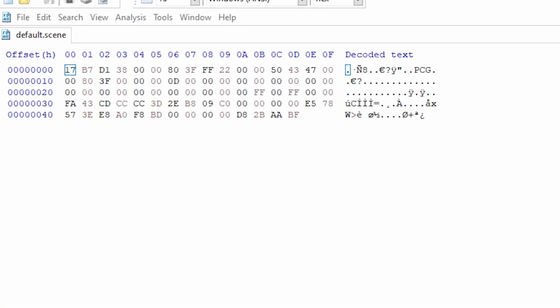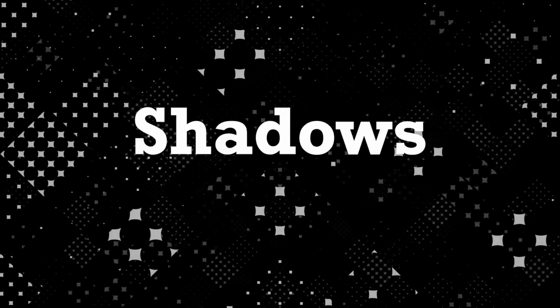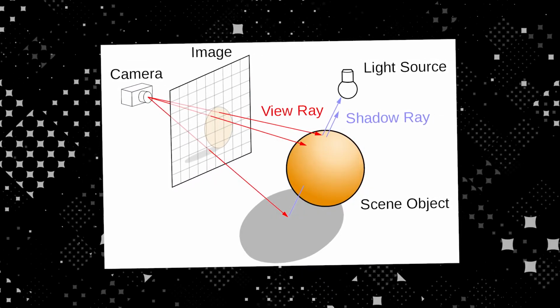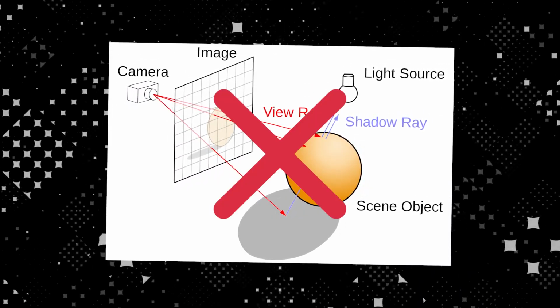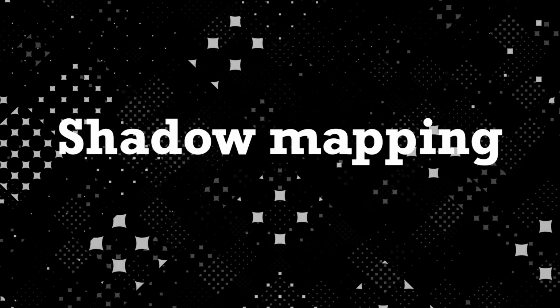I'm currently just using a very simple binary format which stores the scene settings and objects along with their properties. At this stage, I really wanted to add shadows to the simulator. The problem is that unlike ray tracing, rasterization doesn't have an intuitive way to generate shadows in real time and instead relies on a technique known as shadow mapping.